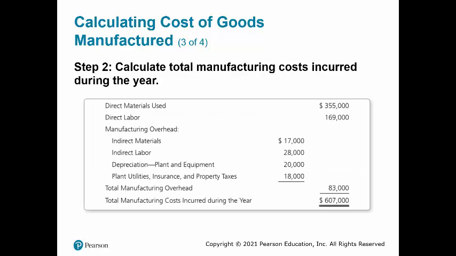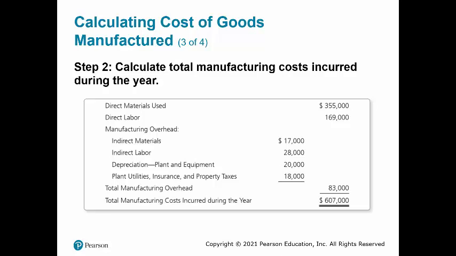In this slide, we are going to calculate the total manufacturing cost incurred during the year using the information from the previous calculation, direct materials used. So to calculate total manufacturing cost incurred, we take direct materials used, direct labor cost, manufacturing overhead, and we add those 3 amounts together. That gives us the total manufacturing cost incurred during the year.